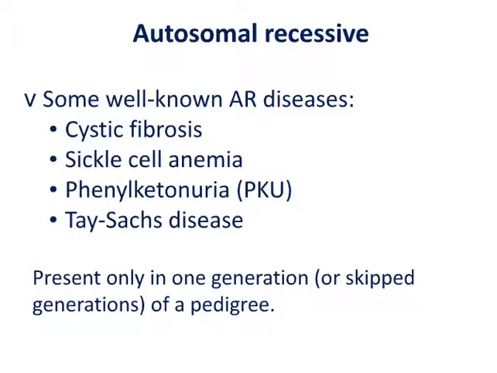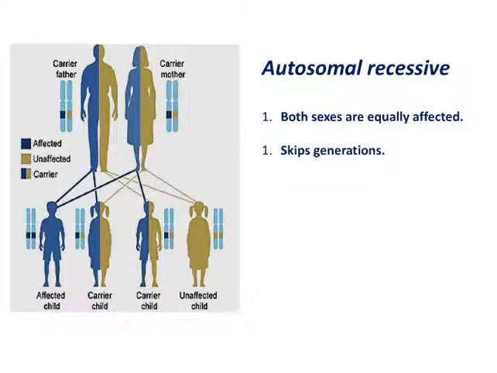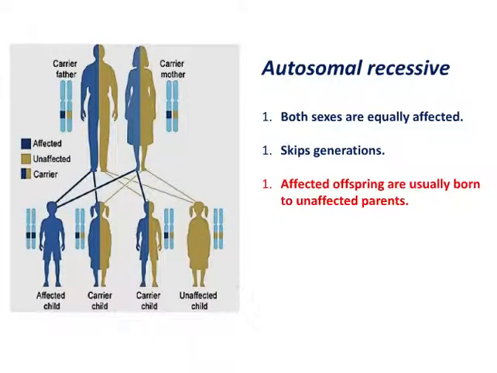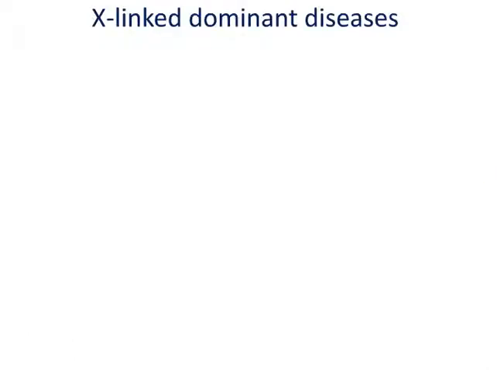Autosomal recessive diseases are typically only seen in one generation or in skipped generations of a family pedigree. An autosomal recessive inheritance pattern will show that both sexes are equally affected and that the trait skips generations. Affected children are usually born to unaffected parents. And when both parents are heterozygous, approximately 25% of their children will be affected.